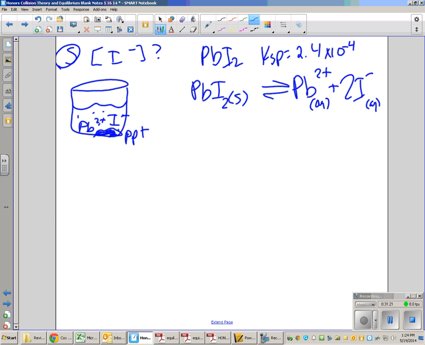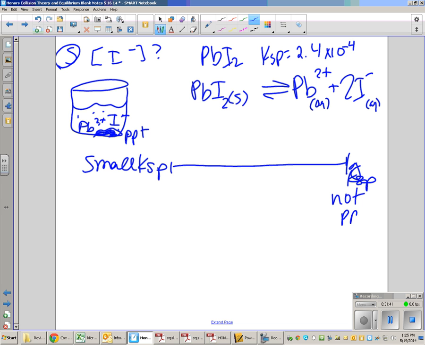Look how small that number is there. Okay, hold on, let me go through this. What if I say a small Ksp to a large Ksp? It ranks the solubility. If you have a large Ksp, that means that no precipitate will form, it's very soluble. A small Ksp means that a precipitate will form and it's very insoluble.